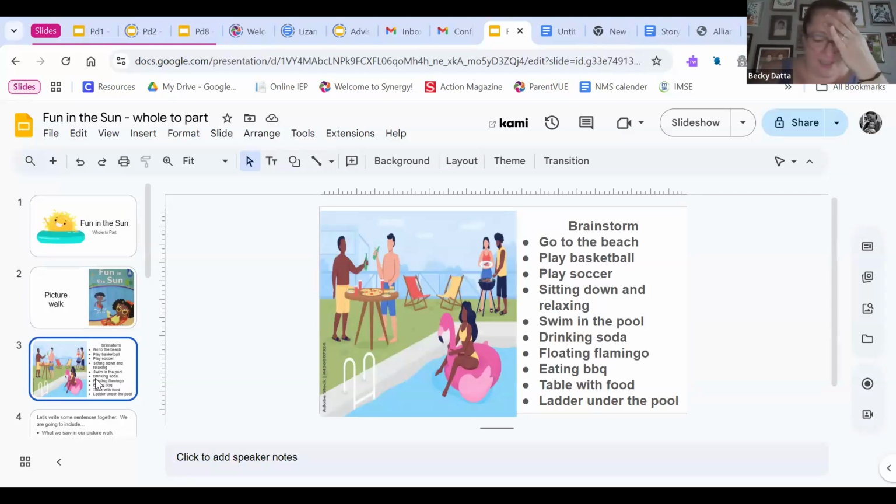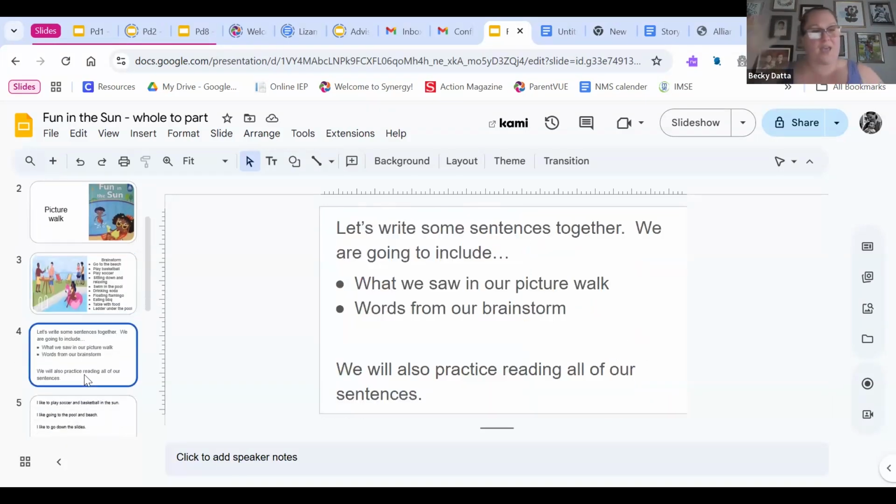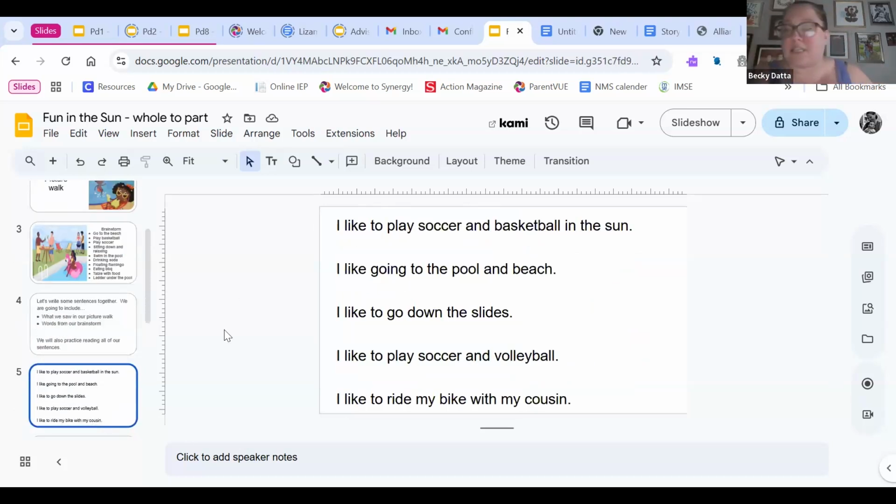I was giggling to myself when you guys were talking about picking the best picture because I probably spent so much time picking this picture that I don't even really like that much. But I was trying to find a diverse group of people doing different types of things. Anyway, so we brainstormed and then we came up with some sentences. So we went through this. We said, okay, we're going to write some sentences. And so these are the sentences that my students came up with.